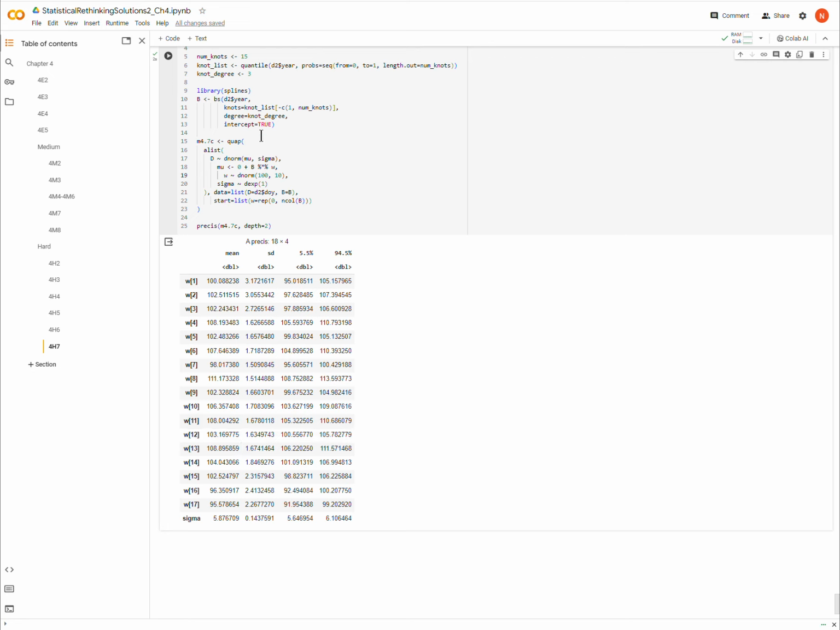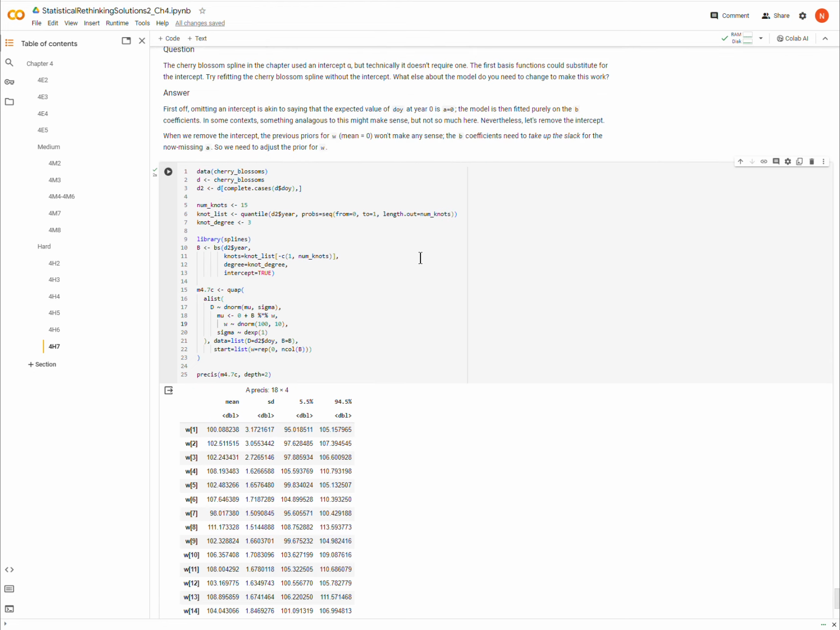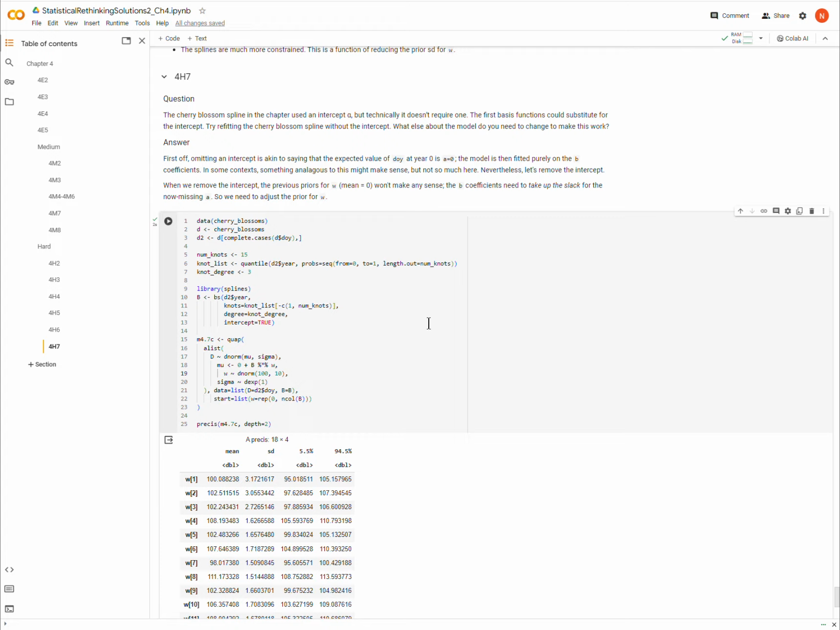I wish I would have pointed it out, but earlier, not only did we have sigma values that were NaN, this was, I think, 900, and most of the w values were around 1. So anyway, that is the solution to the last question here, 4H7.